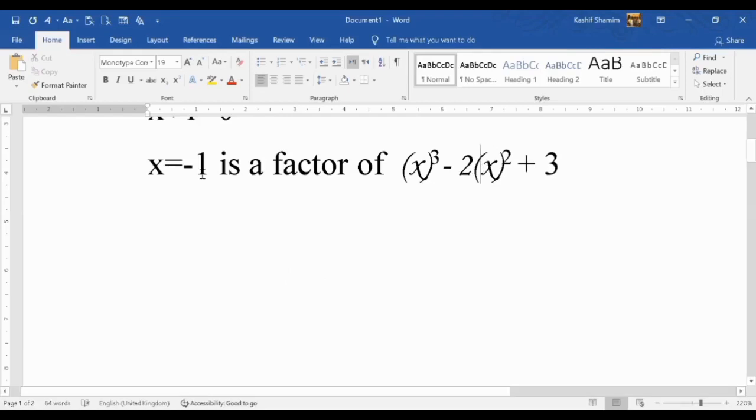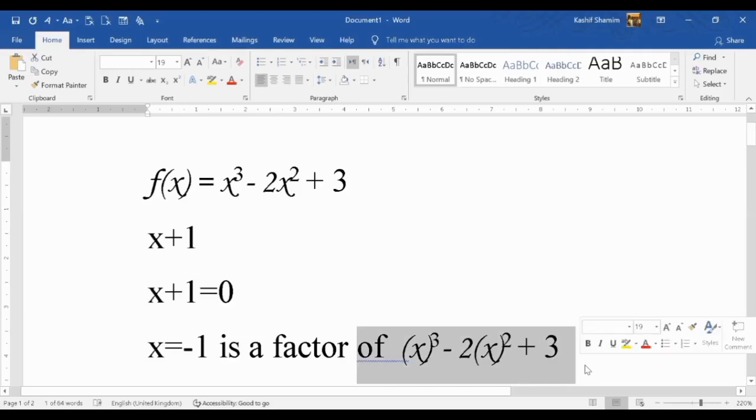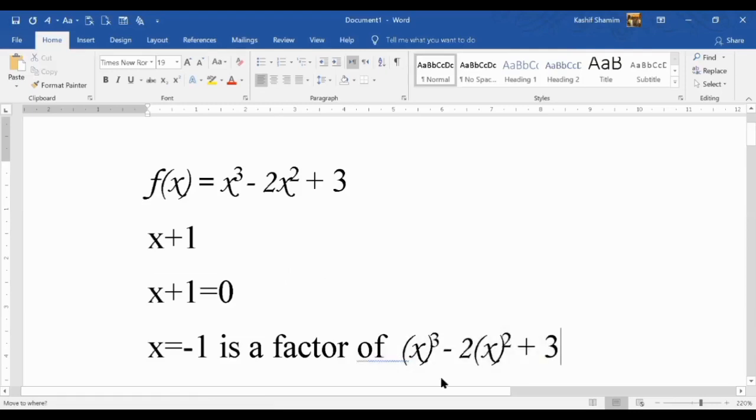That being said, we've now understood that any factor, any expression that is a factor of a polynomial will always equate the polynomial to 0. X plus 1 is a factor of x cubed minus 2x squared plus 3. The answer we will get when we replace the x with negative 1 is 0. That is the factor theorem in a nutshell.